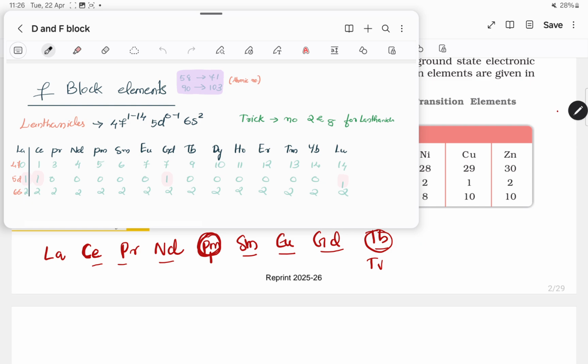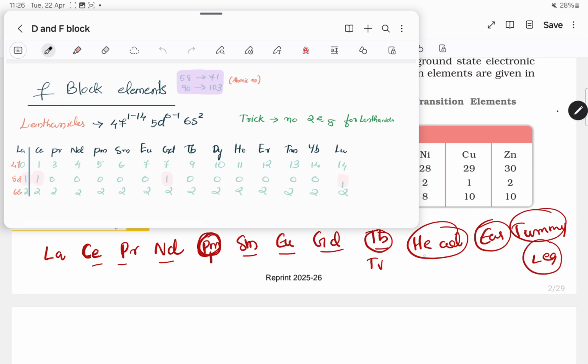Now you remember head, ear, tummy, leg, just in that order. Head will come first, ear will come, then tummy, then leg, right? So for head alone you interchange: Dy, Ho. Head alone you interchange. Dy, Ho. Okay. Ear, Er, tummy, Tm as well as Yb. Tm, Yb. Finally leg, Lu. Okay.